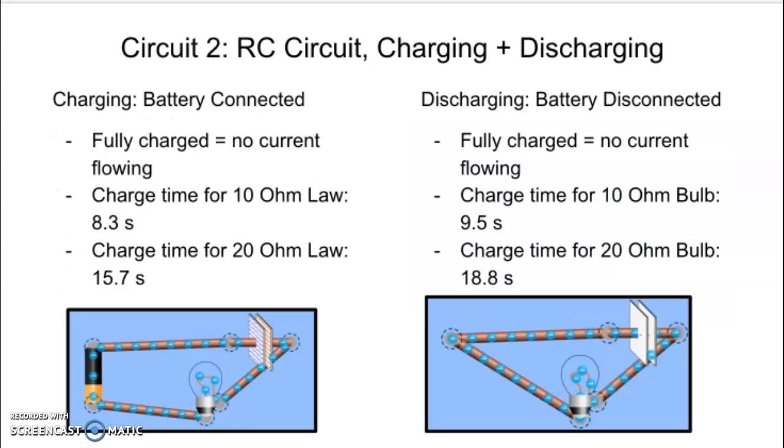So circuit 2, this is the second part of our procedure. We built that RC circuit. Charging was when we had the batteries connected, and discharging was when the batteries were disconnected, and basically setting off the capacitors at different times. It's important to note that with the charging, where the battery was connected, when it was fully charged, no current was flowing. This was the same for the discharging, with the battery disconnected, fully charged, no current flowing.